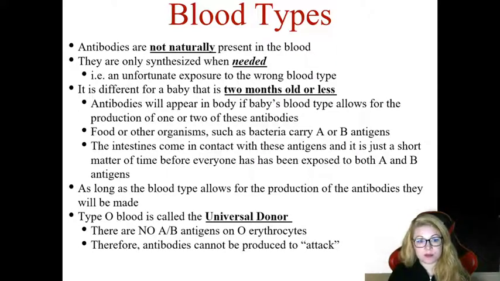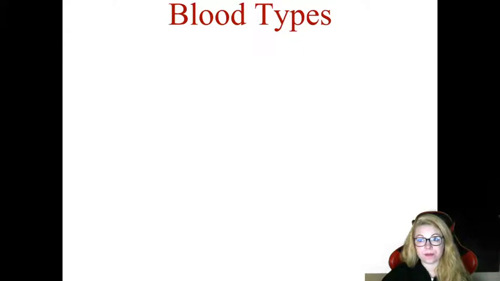You probably have heard this before as well, but type O is considered the universal donor. There are no A or B antigens on O erythrocytes. Therefore, the antibodies cannot produce an attack. Okay, and that is why O can be considered the universal donor.